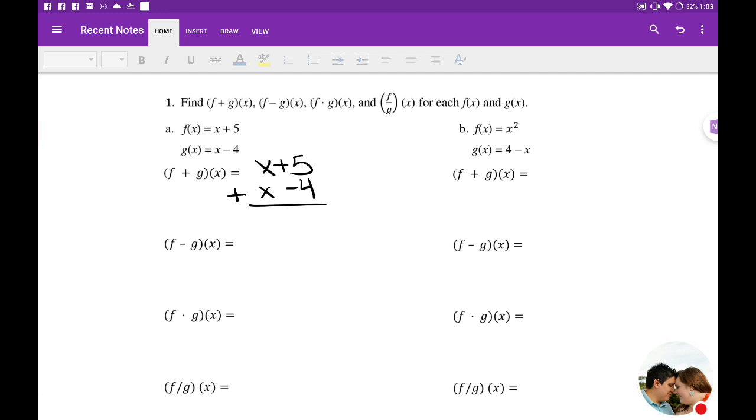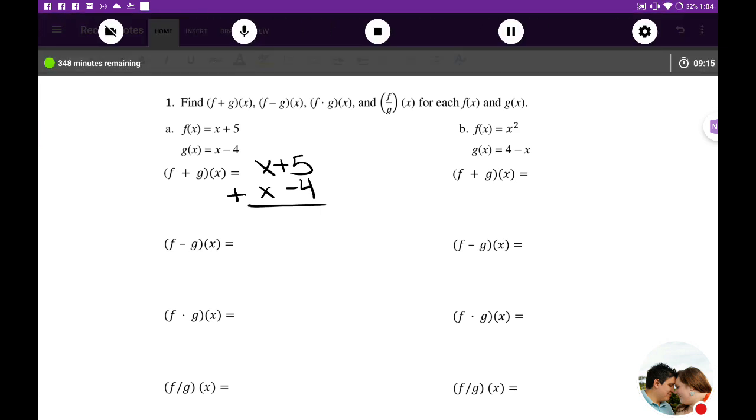Be careful to line up your terms. And remember, we are not adding the exponents. We are just adding the actual term. So 1x plus 1x is 2x, and 5 minus 4 gives me positive 1.